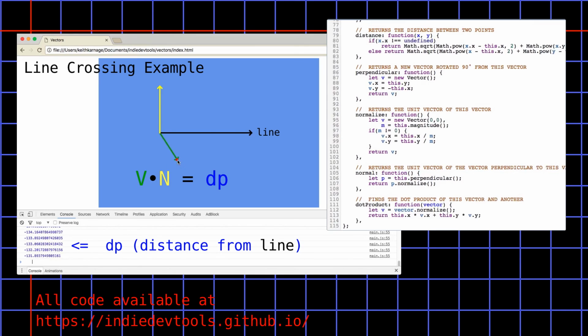If you have a point and you want to know if it is on one side of a line or the other, you can find a vector from the start of the line to the point and find the line's normal. If they point in the same direction, the point is on that side of the line. As soon as the point crosses the line, the dot product will return a negative value, and the value that the dot product returns is the distance from the point to the line.